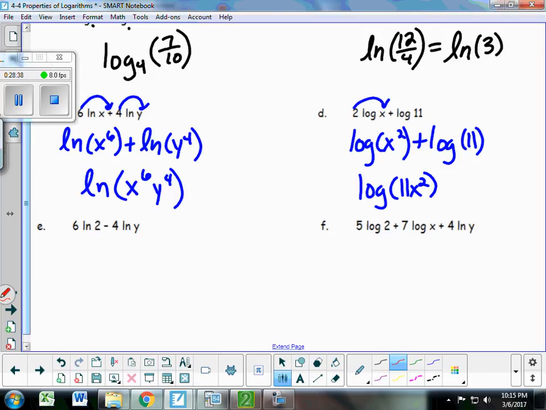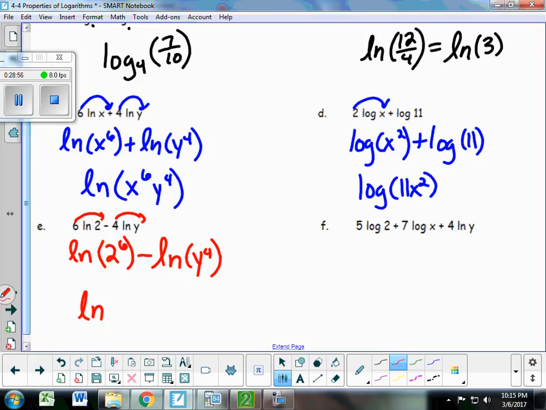Alright, they can get kind of tricky sometimes with subtraction. So 6 being raised as a power, 4 being raised as a power. So it's going to be natural log of 2 to the 6th minus natural log of y to the 4th. Okay, we can write that as a division because there's subtraction there. And 2 to the 6th simplifies to 64. So that's 64 over y to the 4th.